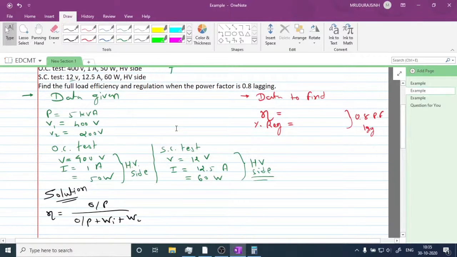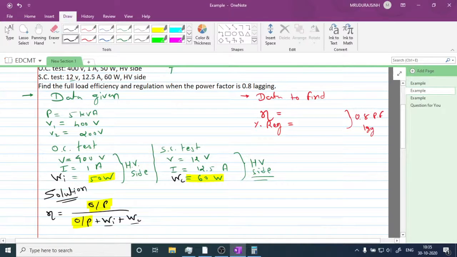So the output is not given to us, right? Output is not known to us. We need to find the output, the iron loss and copper loss. The open circuit test gives us the iron loss and the short circuit test gives us the copper loss. So we can write Wi and Wc. So we have the iron loss and copper loss data with us. So we do not need to find these two, we have them with us. So first of all, we need to find the output.